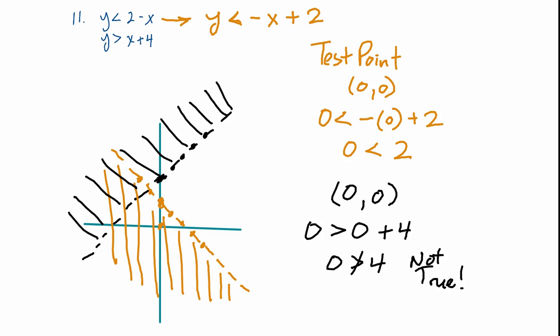Where do these shadings cross? Right around here. Where's my orange and black intersecting? Everything this way. There's your solution right here.